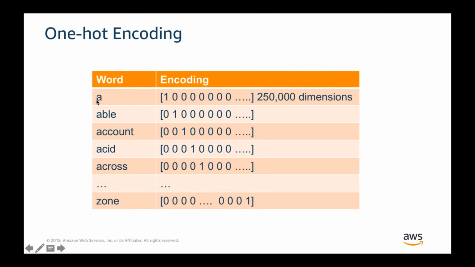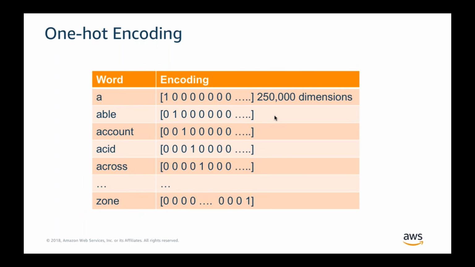For A, we gave the integer value of 1, so the first digit or the first dimension is 1. Similarly, the word able is number 2, so the second dimension is 1; for the third word, the third dimension is 1; the fourth, the fourth, and so on. And for the last word, you would have the last dimension as 1. So now we've solved the problem of having very dissimilar words close together.